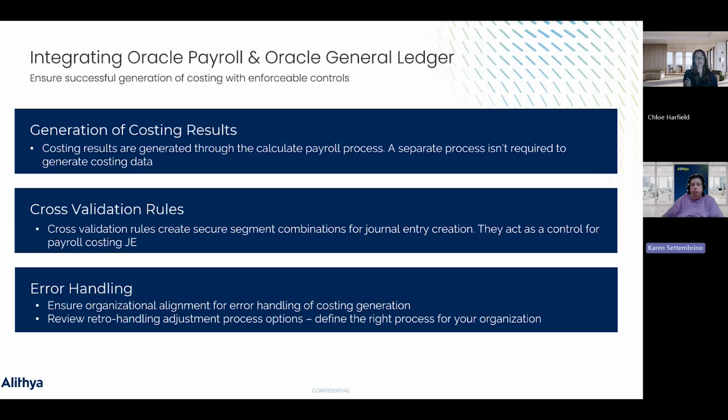So what happens is during the payroll calculation process, there are four different ways that costing is generated. One is the calculation of payroll, where you're doing all of the employees that are assigned to that particular payroll, and it automatically generates the costing. You don't have to run a separate process for it. In addition, there's something called a quick pay within Oracle Payroll, and that's a calculation of gross to net for an individual employee. Again, the costing is automatically generated for that.